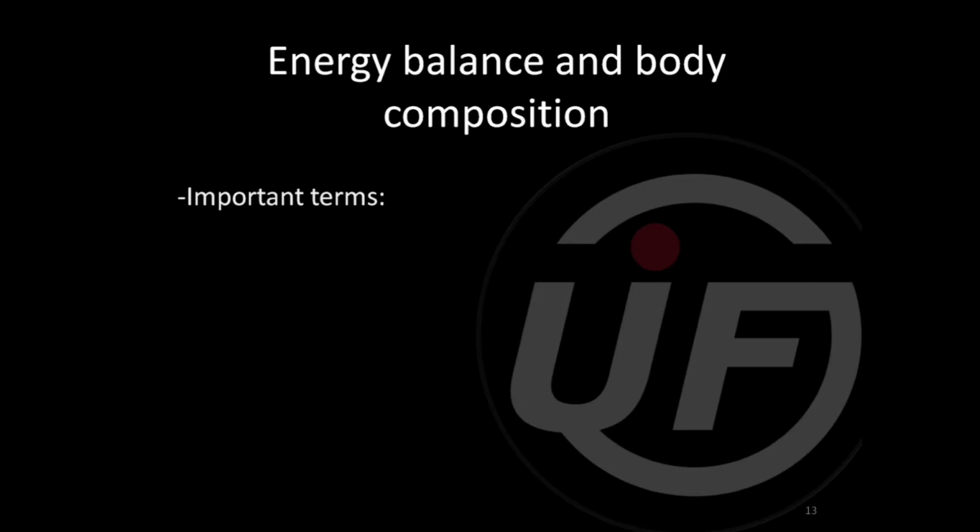All right, energy balance and body composition. Now we're getting into the meat and potatoes. We've laid the foundation of what is nutrition, what is food, macro and micronutrients. Now how do we actually use them to our advantage? Important terms: calorie or kilojoule. That's essentially a unit of energy that we use for the body. So kilos and grams are units of weight, kilometers per hour is a unit of speed. This is just a unit of energy for the body.